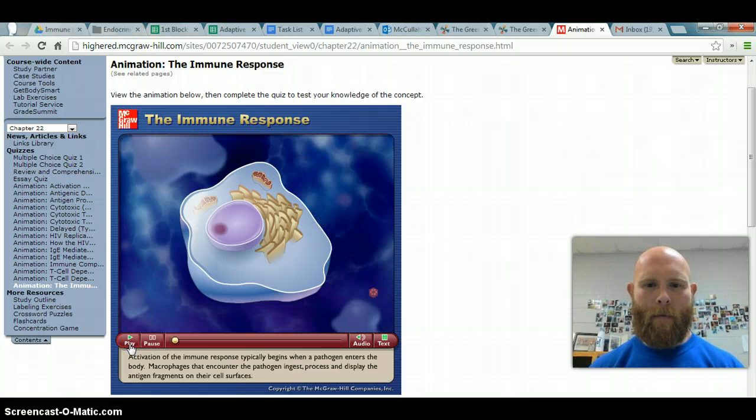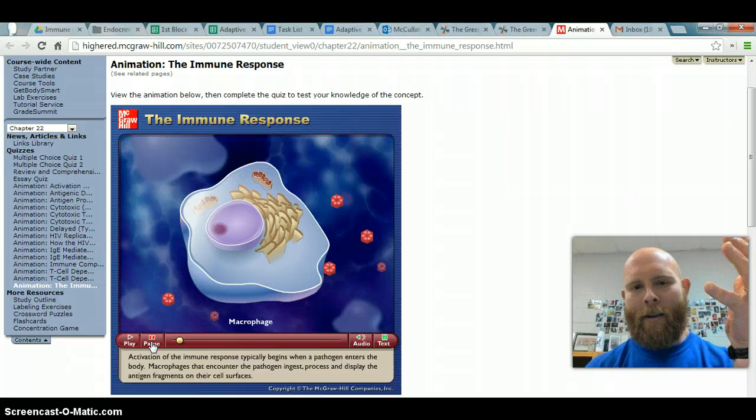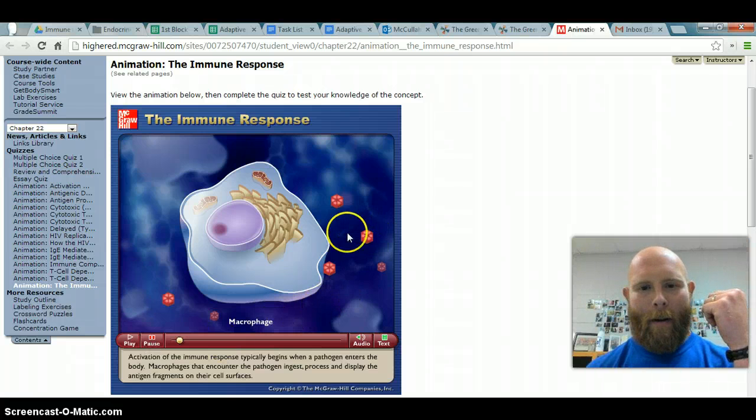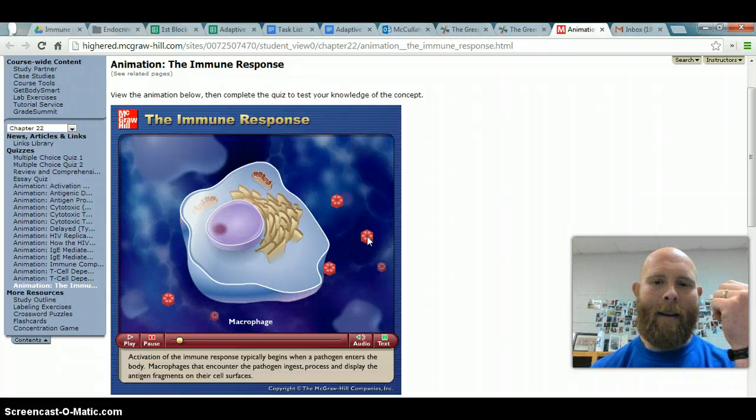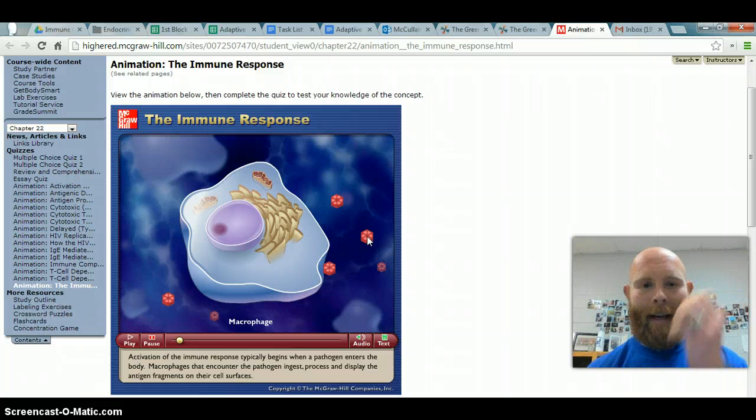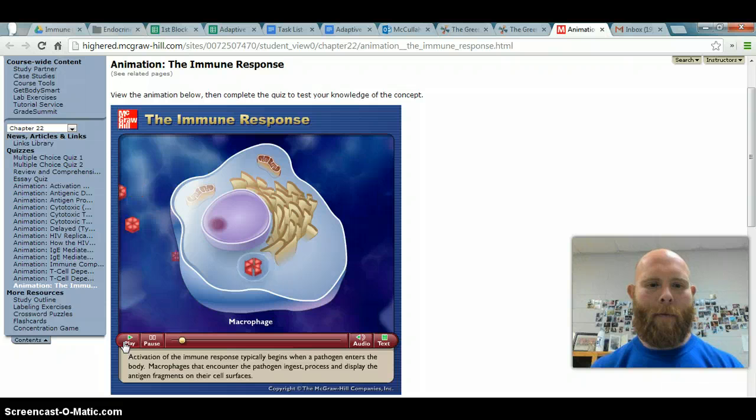Activation of the immune response typically begins when a pathogen enters the body. The pathogen they show here is just this little red candy-looking thing. But understand a pathogen could be a virus, a bacteria, a fungus, or a protist. Anything. A pathogen is just a general term meaning something that can make you sick or cause an immune response. Macrophages that encounter the pathogen ingest, process, and display the antigen fragments on their cell surfaces.